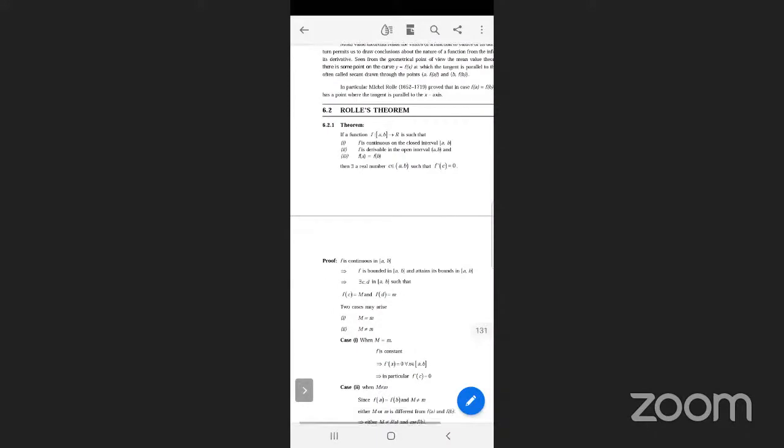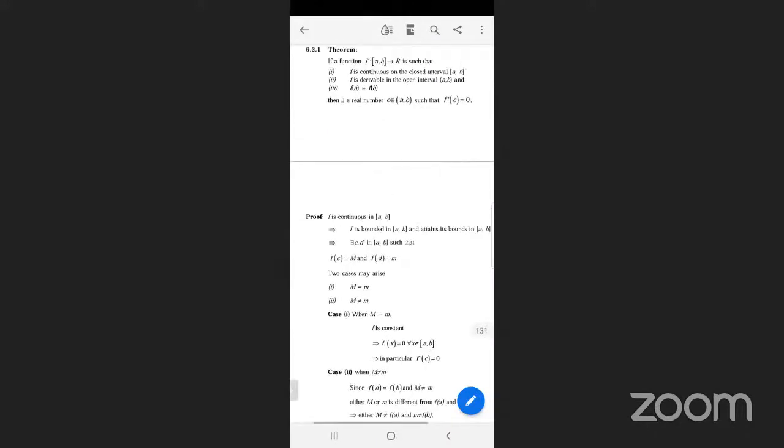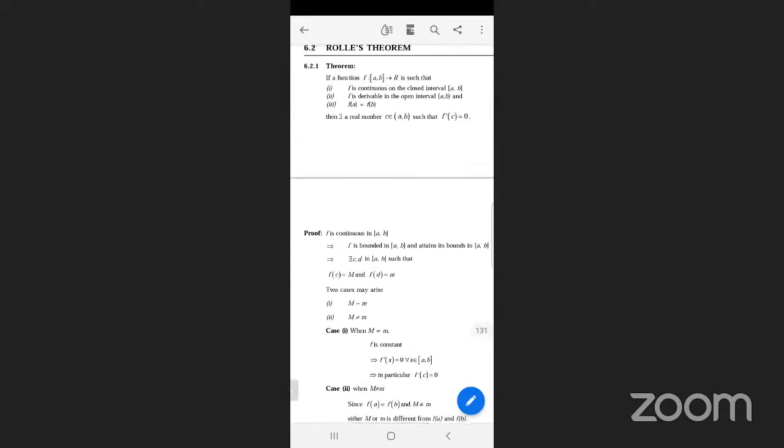Yes, coming to the proof. I want to prove: whenever f is continuous on the closed interval [a, b], differentiable on the open interval (a, b), and f(a) equals f(b), then there exists at least one real number c belonging to (a, b) such that at that particular point the derivative must be equal to 0.